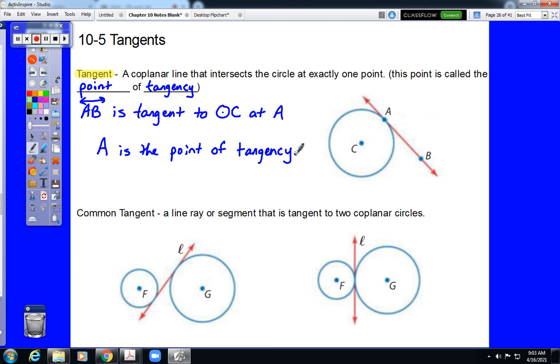Now, how are we going to get into this? Well, mostly we're going to be dealing with situations with only one circle. It is technically possible that the same line could be tangent to multiple circles, in which case it would be known as a common tangent, which is a line, a ray, or a segment that is tangent to two coplanar circles. I've got a couple of visual examples there at the bottom of the screen.